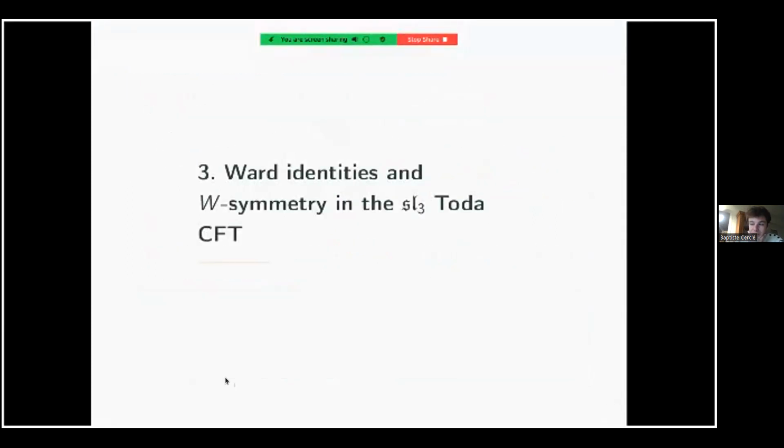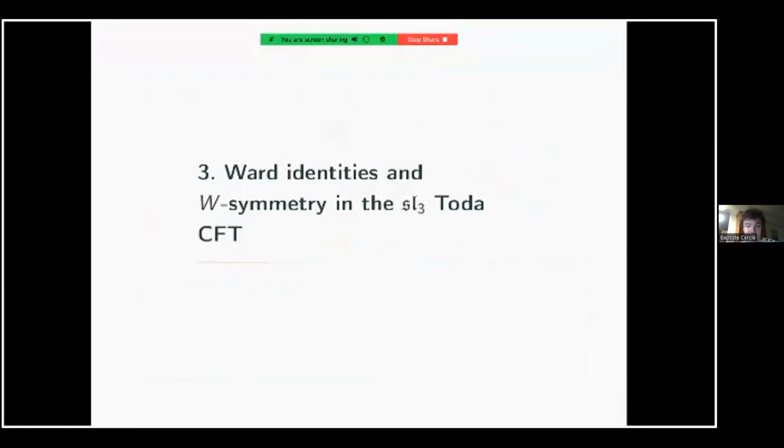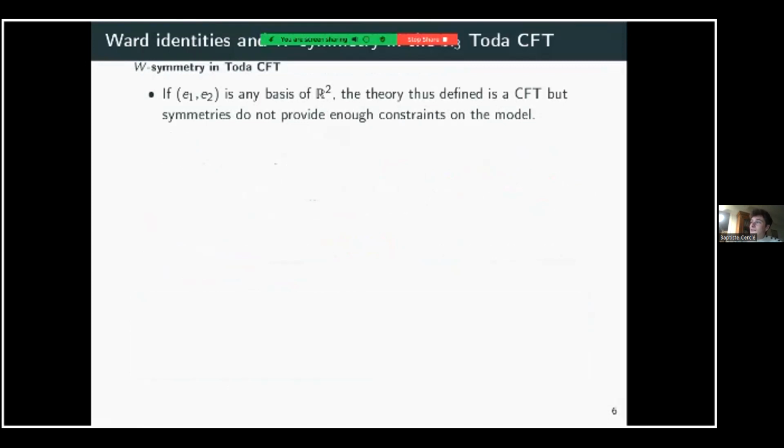So we have been able to make sense of this path integral. And now we have probabilistic theories that we want to understand. So the next step in the understanding of the theory is the understanding of the symmetries enjoyed by the model. And the symmetries can be seen via so-called Ward identities. The thing is, up to now, I have not given any precision on this basis that we consider in the action, this basis E1, E2.